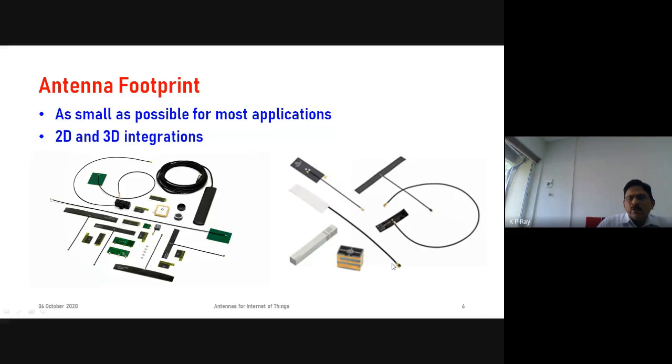You should be able to integrate your antenna in such a way that it should have the desired radiation pattern. The body on which you are mounting should not deform the radiation pattern, so that you are able to get the intended function from the antenna. So this is very important.